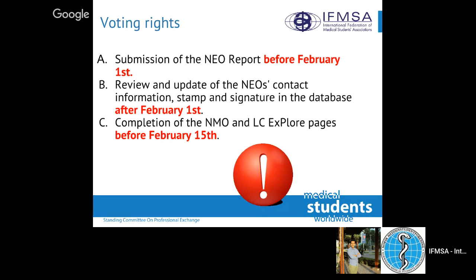And the other one is about review and update of the NEO's contact information, stamp, and signature in the database. That must be done after February 1st. So now all the NEOs are in the period of time where you can do all of this. And the third one is about the completion of the NMO and the LC's Explorer pages of your NMO. So this must be done before February 15th. So take this all into account, please.